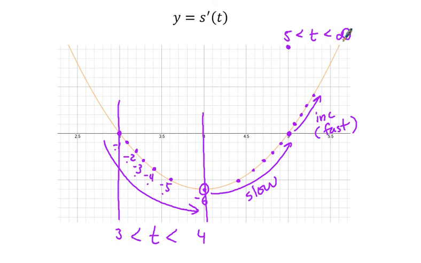Okay, now that all makes sense, but it really is a lot of mental gymnastics to figure out what's going on. Am I above the x-axis? Am I below? What does that mean? Am I going forwards, backwards, slower, faster? Okay, it really is a little bit complicated.